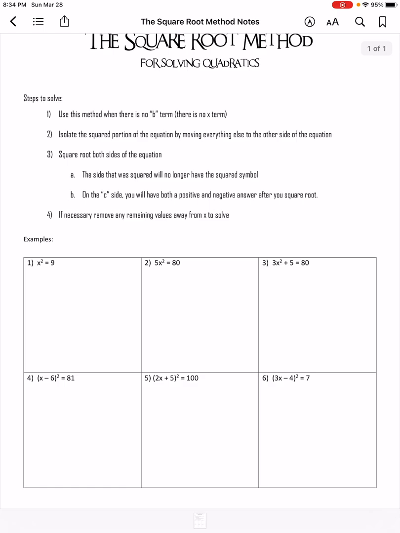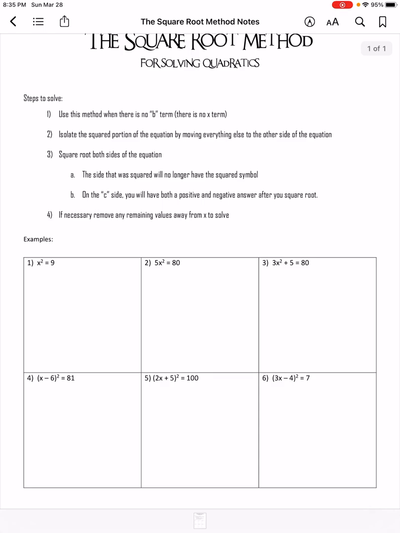The first thing that we want to do is isolate whatever is squared. So anything that is a part of the squared is going to get left on one side, and we're going to move everything else to the other side of the equal sign. After we've done that, then we're going to square root both sides of our equation.